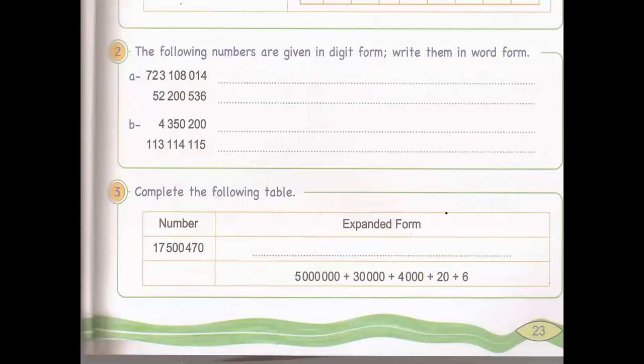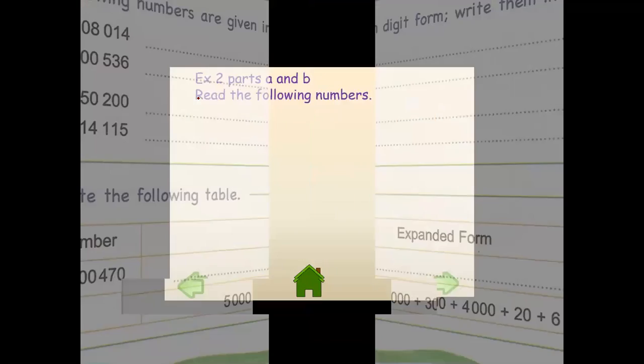Let's start doing exercise 2 part A. So part B, it's homework. So on Friday, you will do exercise 2 part B and you will do exercise 1 part C and D, page 23, okay? So exercise 1 C and D, exercise 2 part B, you will do them as homework, page 23 on Friday. So let's work now with exercise 2 part A.